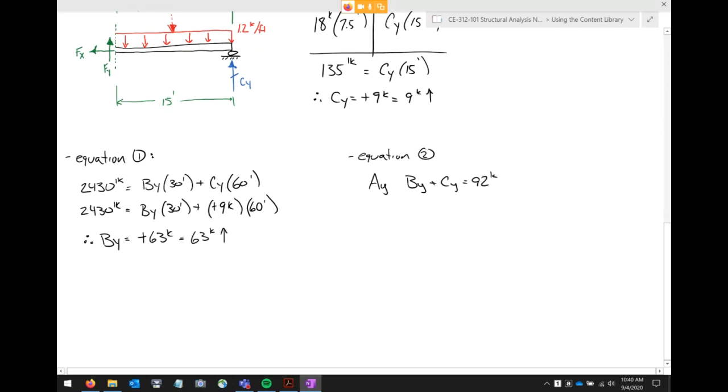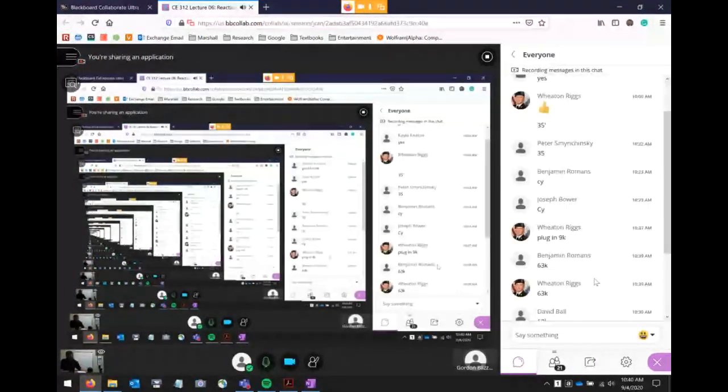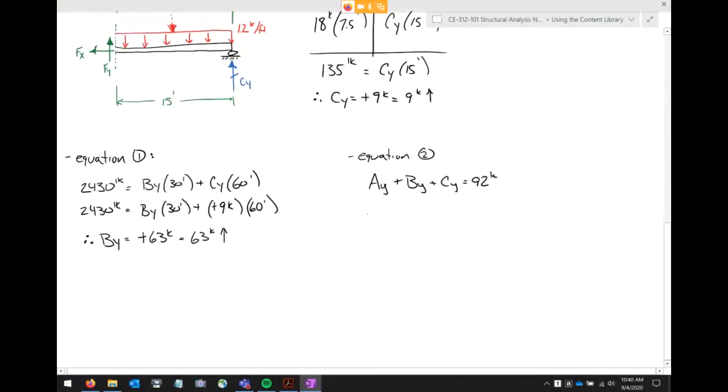Hold on. This one I can do in my head. Yep, 20 kips, because you're going to have AY plus positive 63 kips plus 9 kips is 92 kips. And so 63 plus 9 is 72, therefore AY is positive 20 kips, 20 kips upwards.